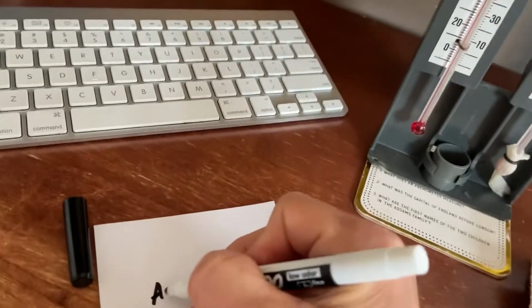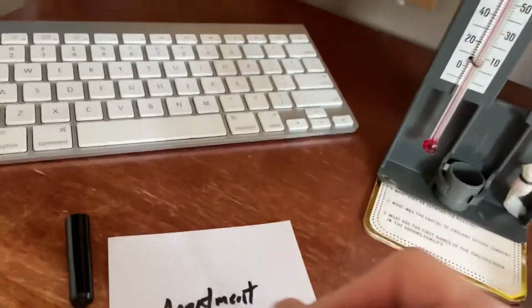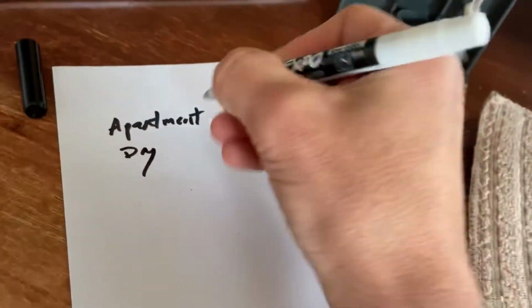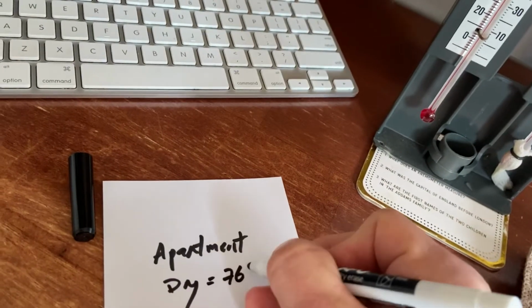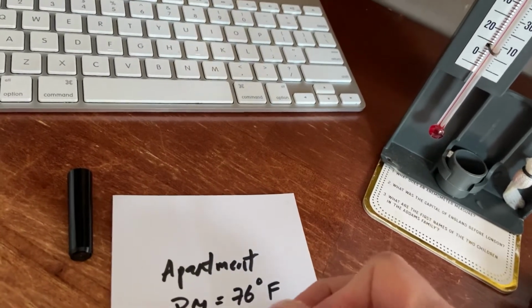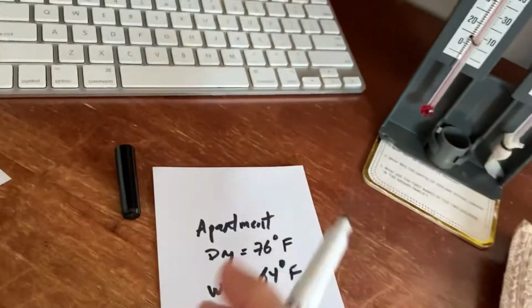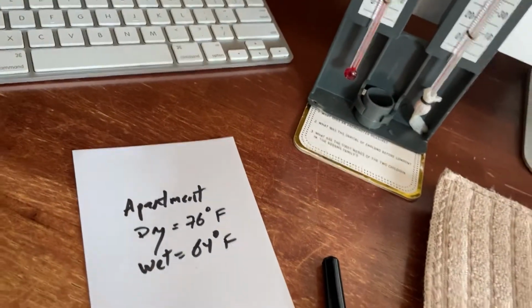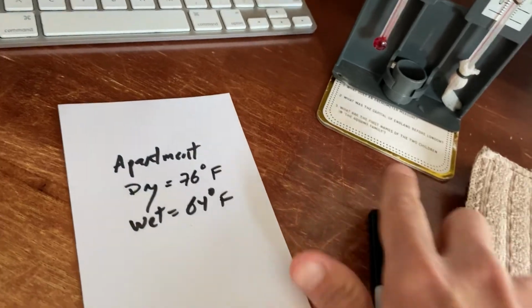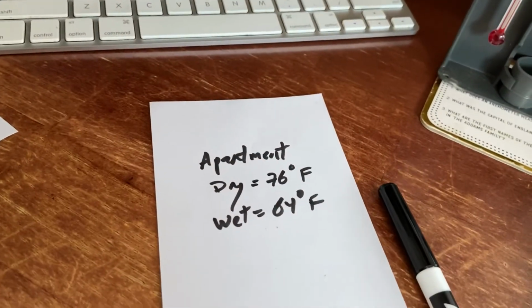Okay, so inside apartment. The dry is 76 degrees Fahrenheit, and the wet is 64 degrees Fahrenheit. There's a part of your reference tables that helps you figure out what the relative humidity is based on these numbers, but we're not gonna do that now. Okay, so that's video number 1. Okay, off to the park.